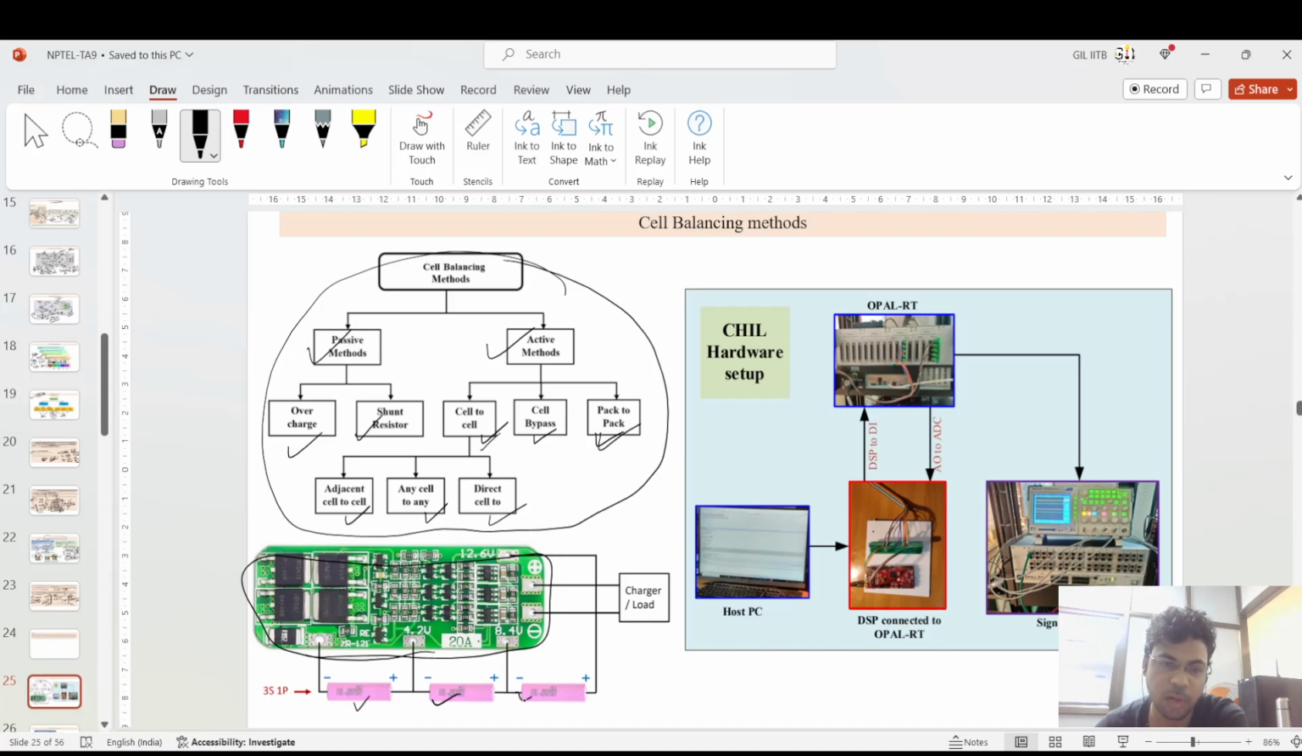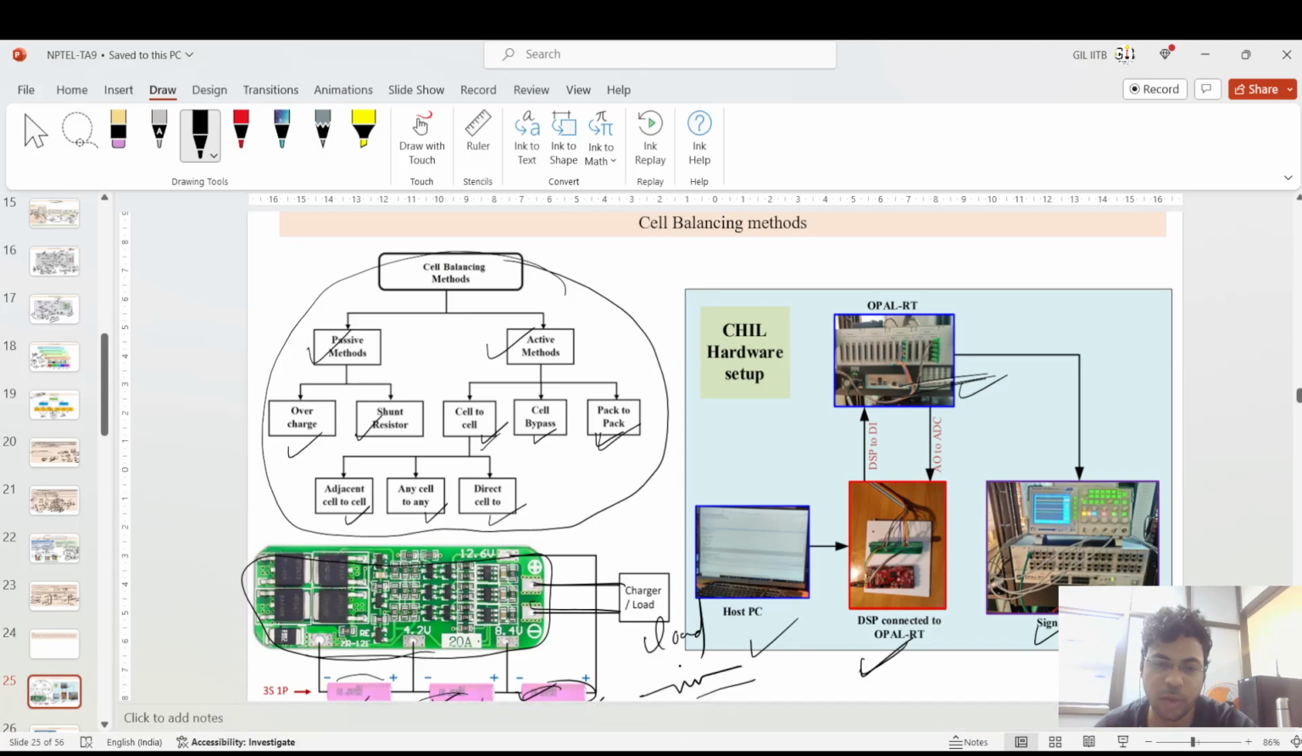If you see here, this is one IC, a balancing module, which is connected to 3S1P battery cells, that is three series connected cells, and for that you have to do this balancing. This is the CHIL hardware setup which has already been explained in this NPTEL lecture, where the whole methodology is implemented using OpenLRT with MATLAB and Simulink. The host PC is there, and these are the IO ports of OpenLRT, and a DSP which is connected to OpenLRT, then signal monitoring. So the cell voltages are monitored, and these go to the load.